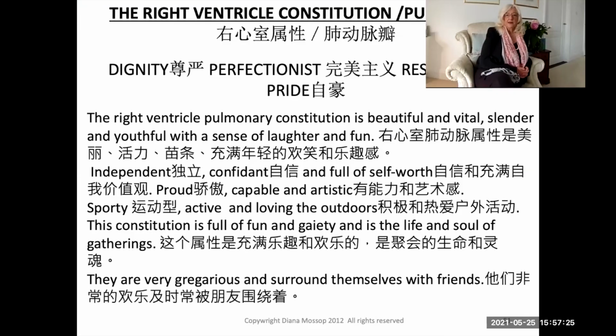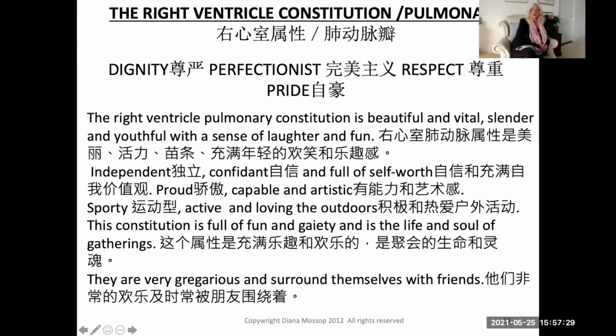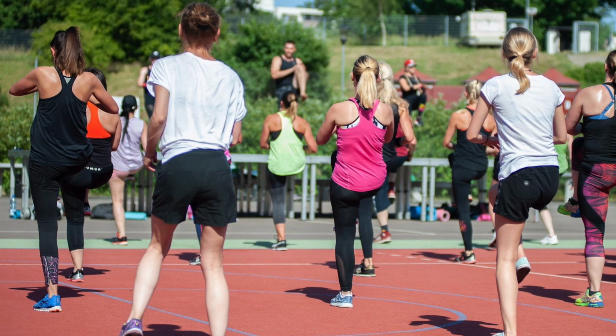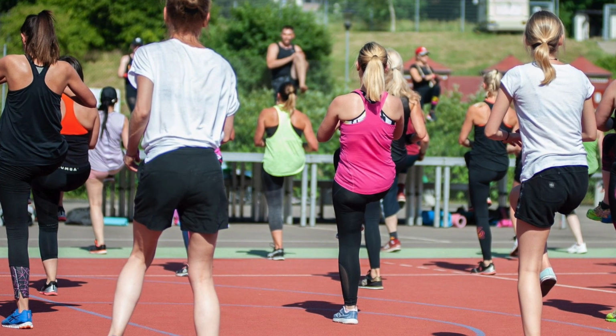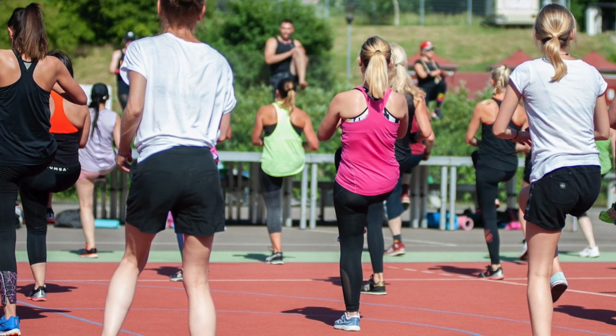So, as we've already said, this constitution has dignity, they're perfectionist, respect and pride. They are beautiful, vital and slender, youthful, with a wonderful sense of life, love and fun, independent, confident, full of self-worth, proud, capable, artistic, sporty. We didn't really cover that. This constitution loves to exercise. And actually, when they're unhappy, they may even over-exercise.